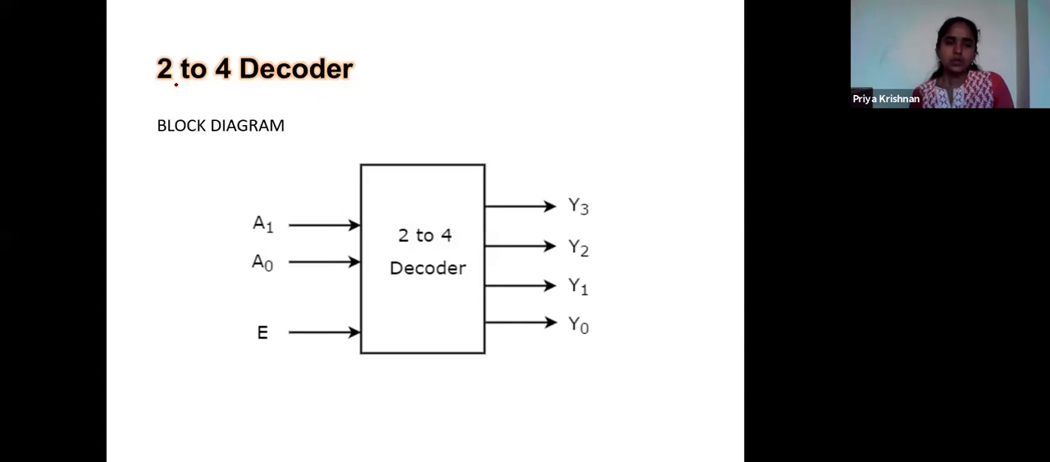So this is the 2 to 4 decoder. Input is 2 and output is 4. With 2 inputs, I am getting 4 outputs, and 1 is the enable. Only when enable is on will that chip work, otherwise that IC will not work.